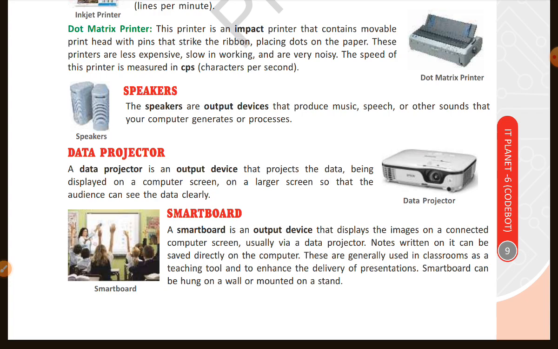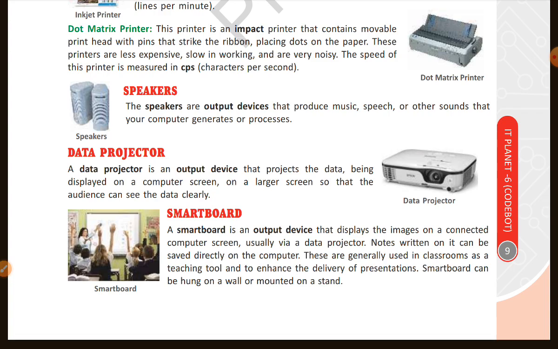A smart board is an output device that displays the image on a connected computer screen, usually via a data projector. Notes written on it can be saved directly on the computer. These are generally used in classrooms as a teaching tool or to enhance the delivery of presentations. Smart boards can be hung on a wall or mounted on a stand.